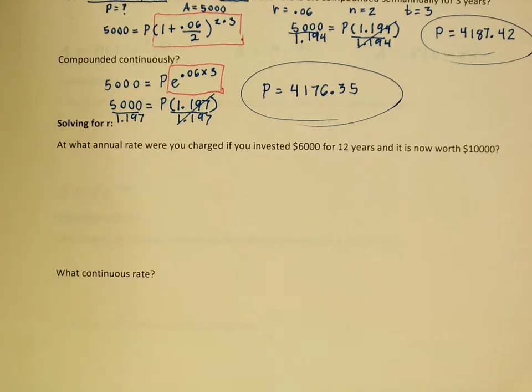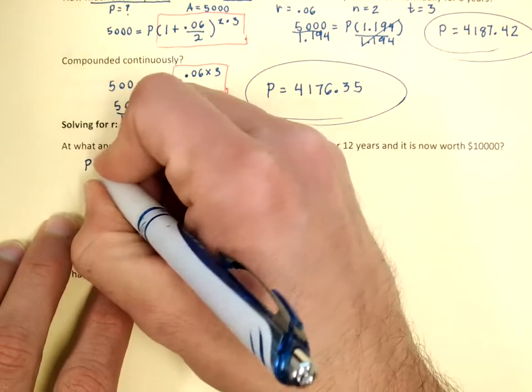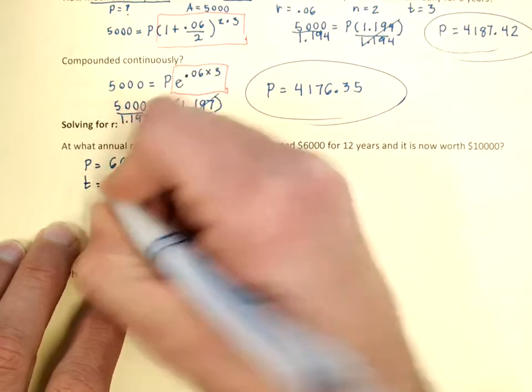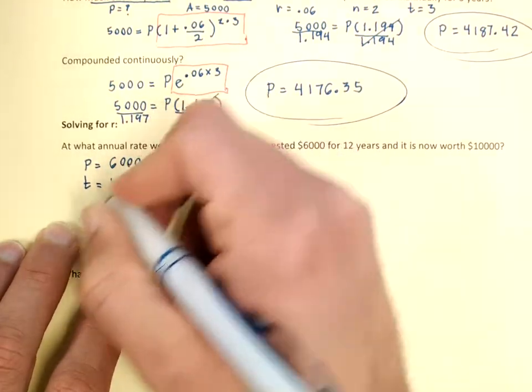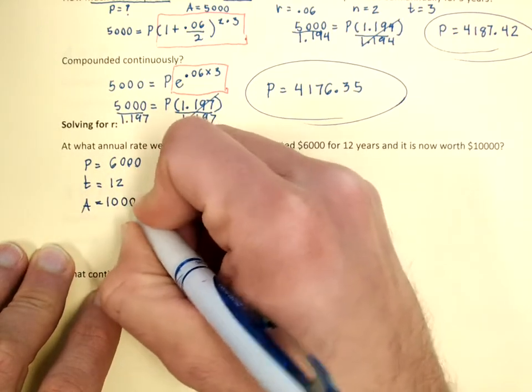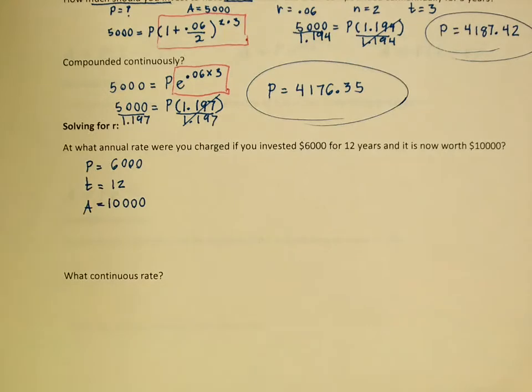Okay, so now we're going to do a different type of problem where we're going to solve for R. So again, write everything you know, all right? I'm going to go through this one pretty quickly. This is going to be P is equal to 6,000. T is 12 years, so this is 12. A is 10,000. So I want to get 10,000 at the end of it, okay?